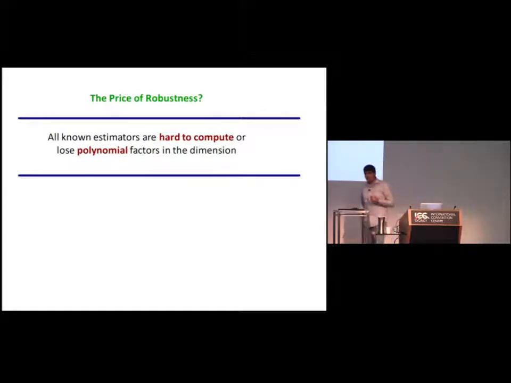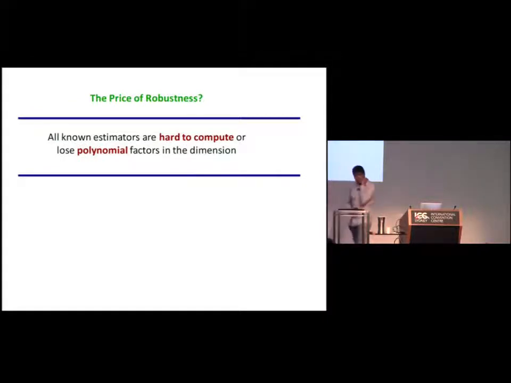And what this really brings into focus is this conceptual question. The problem is that all the known estimators in high dimensions, even for the case of just estimating the mean of a Gaussian with known covariance identity, are either hard to compute, like the Tukey median, where they're NP-hard and run in n to the d time, or they lose some big polynomial factor in the dimension in their error guarantee.